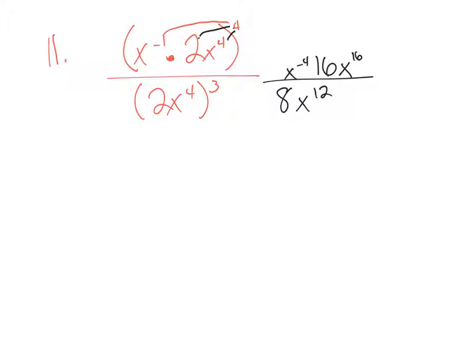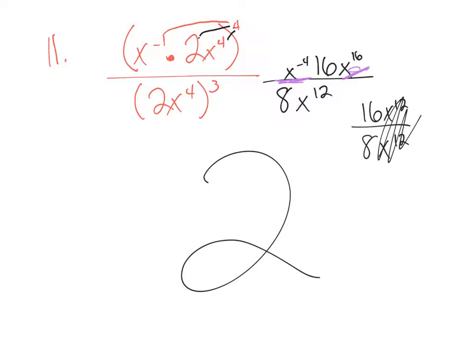Cool. Okay, now I am going to combine my x's. I've got negative 4 and a 16. What does that become when I add them together? 12. So I'm going to have 16x to the 12th on top. On the bottom I have my 8x to the 12th. The x 12s cancel out. What's 16 over 8? 2. Isn't it funny how that long, complicated problem with all those parentheses turns out to just little old 2, just plain 2. Good. Okay.